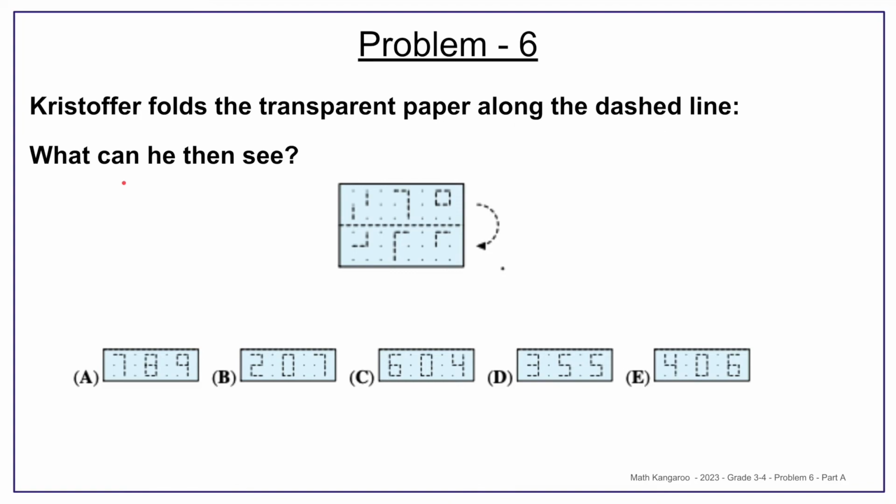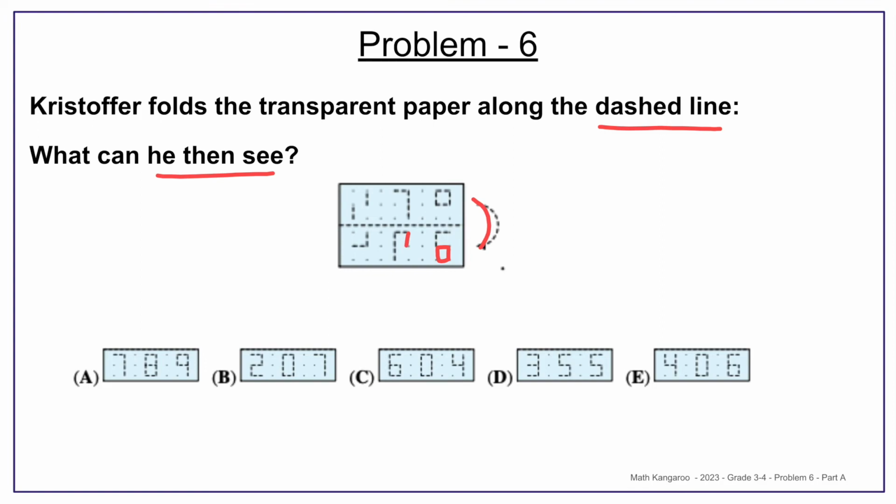Problem 6. Christopher folds the transparent paper along the dash line. What can he then see? So this is the paper, it's being folded from top to bottom. So this thing overlaps here. So let's see which number it forms. So we see that this one comes here.